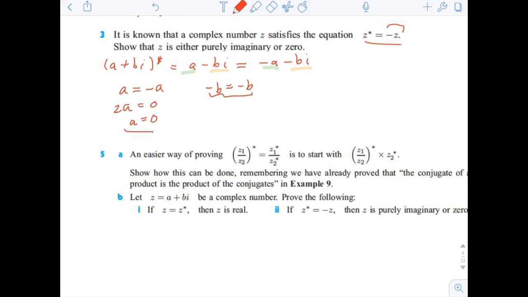So basically, the real part of the complex number is 0. So that means imaginary, right? And the only other possibility, purely imaginary, right? Because a equals 0. But in addition to being purely imaginary, the b could also be 0, right? So b could be any real number. A has to be 0, okay? So it could be purely imaginary or 0.